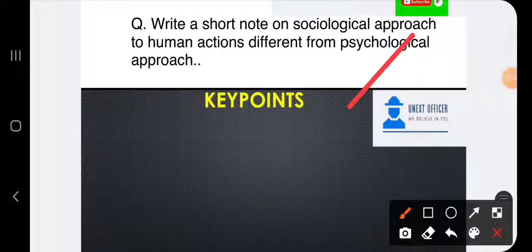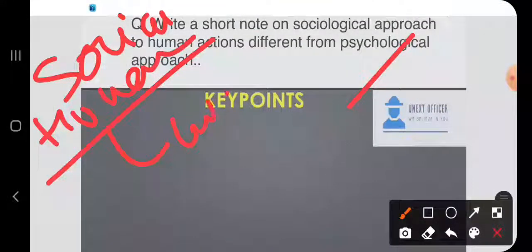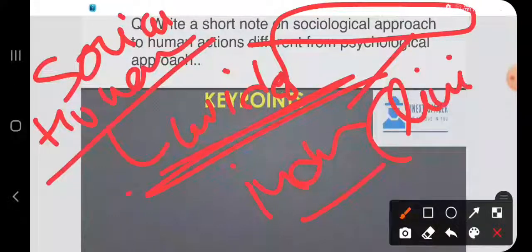Again, in these two pages we have to find out the difference, so we have to write down the difference. Next, the sociological approach studies human action in a wider context. Studying humans means studying the social being in the wider context, in the sociological approach. Whereas in the psychological approach, human action is individualistic in nature, and it has a limited scope, right?